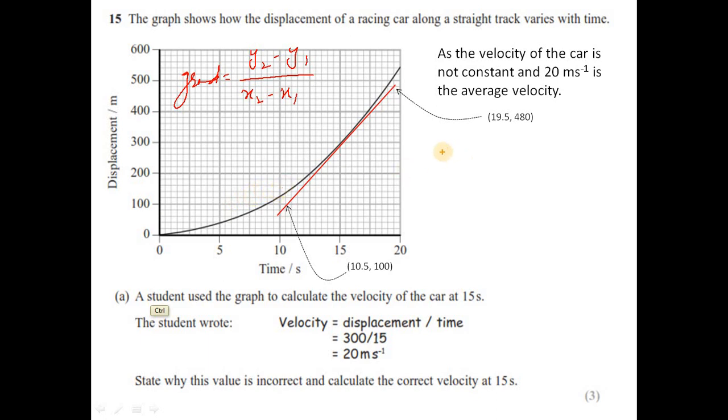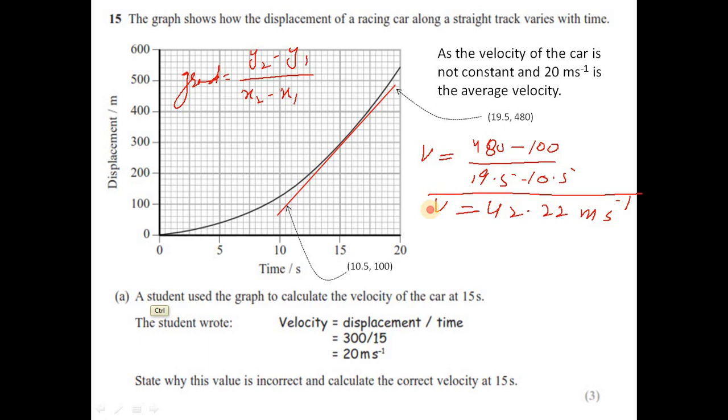So you can do that. Speed is the gradient, and the gradient is 480 minus 100 divided by 19.5 minus 10.5. So V will be equal to 42.22 meter second inverse. This is the correct velocity.